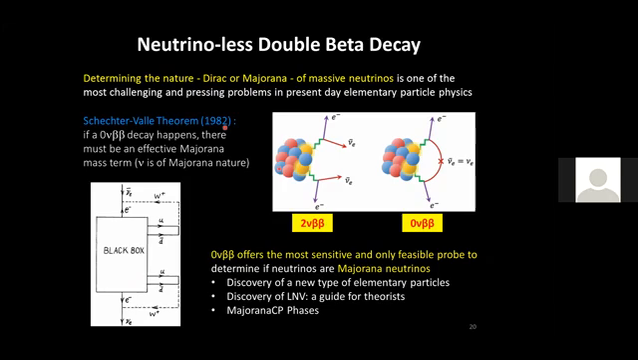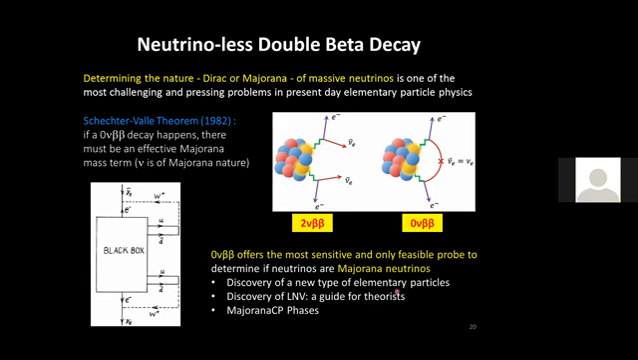In the 1980s, Schechter and Valle proved that if neutrinoless double beta decay happens, there must be an effective Majorana mass term there, which means the neutrino is Majorana in nature. So the double beta decay experiment offers the most sensitive and the only feasible probe to determine the Majorana nature of neutrinos.